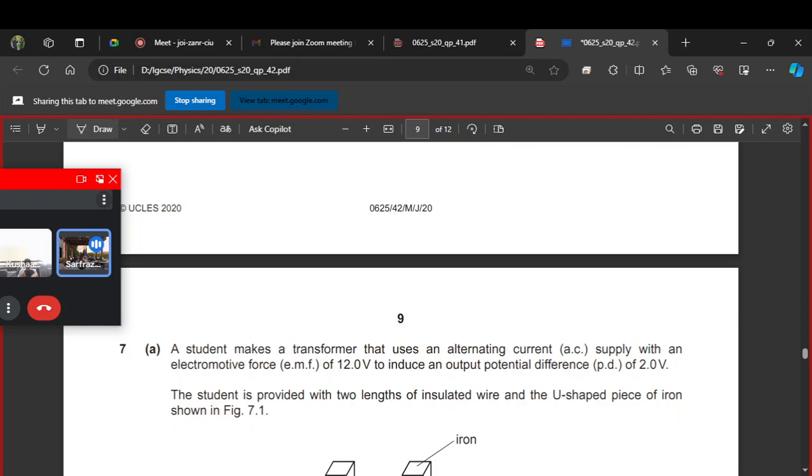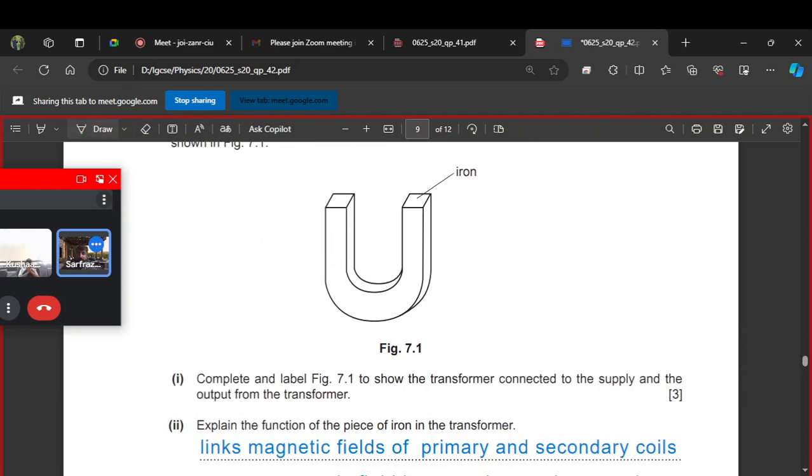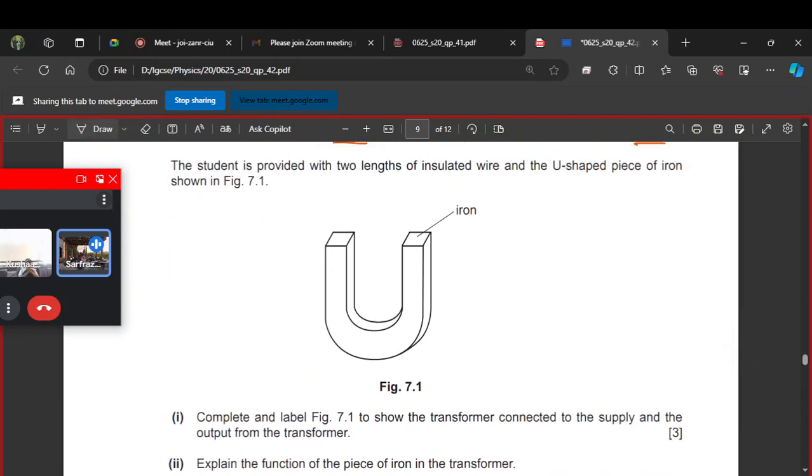Next question says that a student makes a transformer that uses an alternating current AC supplied with an electromotive force. Meaning this is the input supply, to induce an output potential difference of 2 volts. Meaning VP and VS are given. The student is provided with two lengths of insulated wire and a U-shaped piece of iron, as shown in the figure. Complete and label figure 7.1 to show the transformer connected to the supply and output from the transformer. Can you help me to draw?